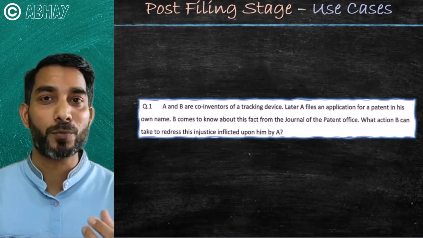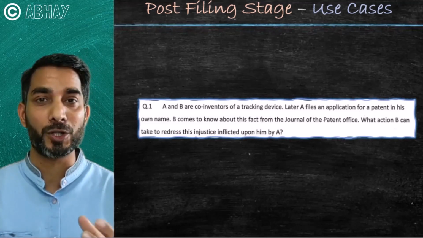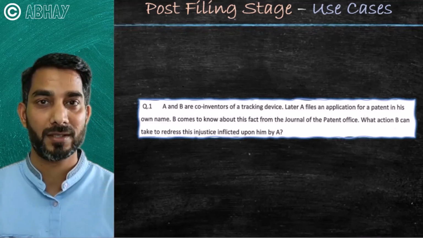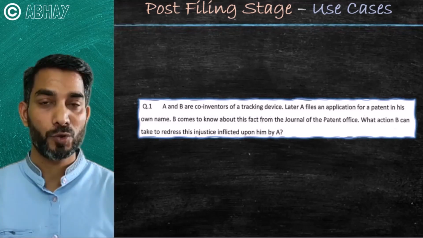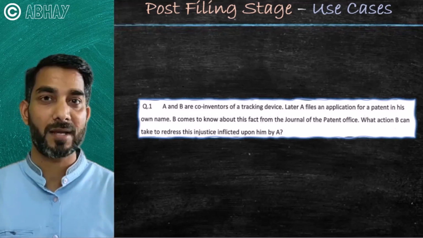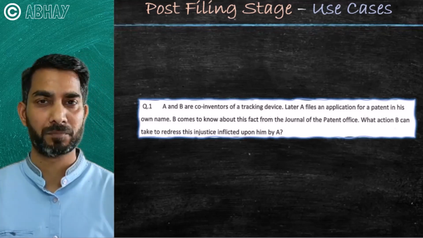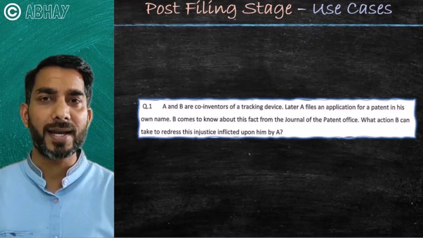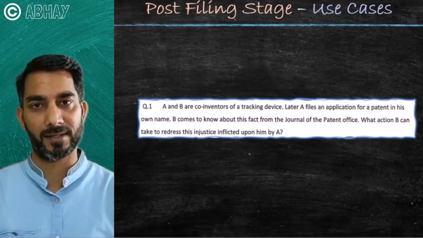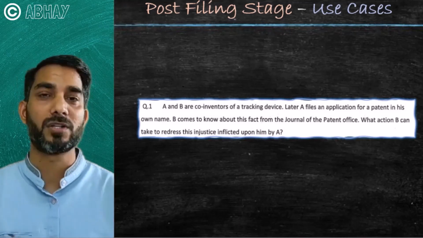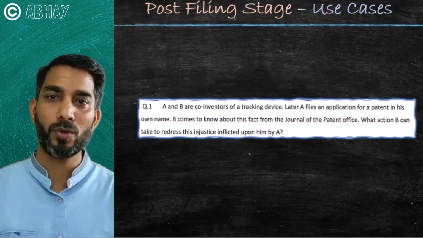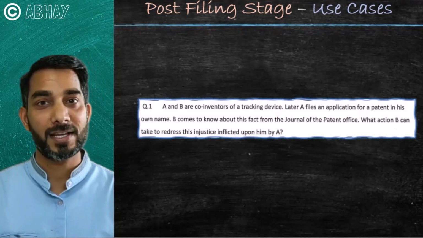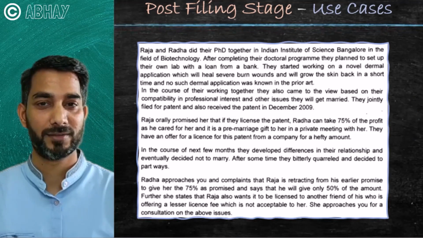So what are the provisions in the Patent Act that you can use to help B either obtain the patent in his name, or include B's name as inventor in the patent application, or at worst, get A's patent invalidated using various grounds available in the Patents Act? We'll discuss the approach in detail as we go through the slides. Let's have a look at another use case.